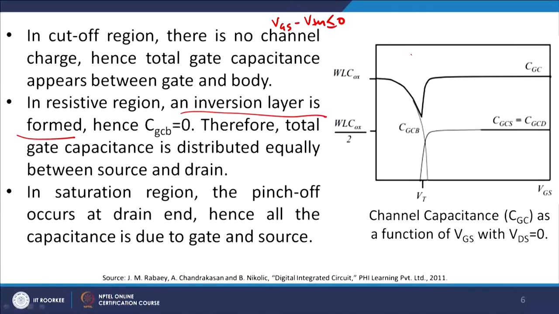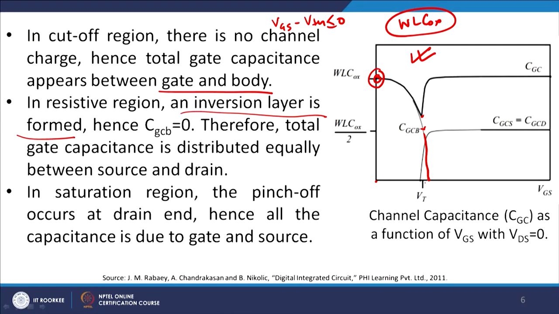Which means that if you look at this graph here, initially when your gate voltage was 0, in cutoff, the whole potential, as I discussed with you, appears between gate and body. Therefore the total gate capacitance was how much? WLCOX. Why was it like this? Because C depletion was infinitely large, and as a result you have only WLCOX; the depletion capacitance contribution is 0, and therefore the overall charge will be 0. As you reach the threshold voltage somewhere here, since there is a screening phenomenon, the gate-body component goes to 0. It suddenly falls to 0 just at the threshold.